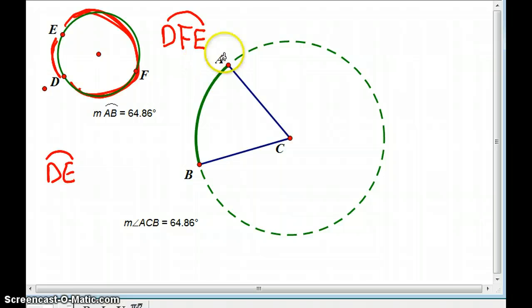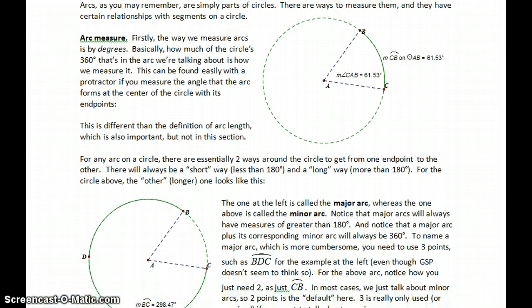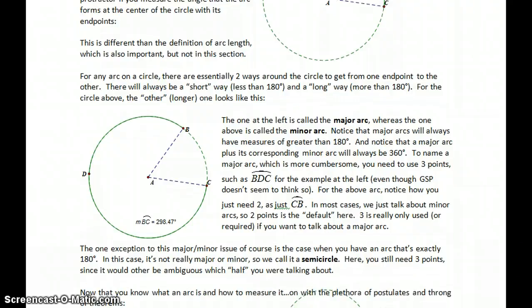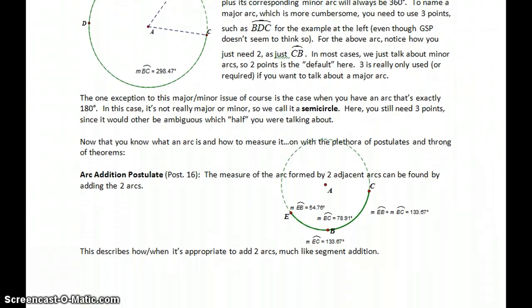Anyway, if you just say arc A to B, you mean the minor arc. If you want to talk about a major arc, which truthfully doesn't happen that often, you should label 3 points. So I should put another point in here and say, okay, I really mean arc AGB for this great big one. All right, so there's what arc measure is about. Here I go through that whole thing about major versus minor and the notation.